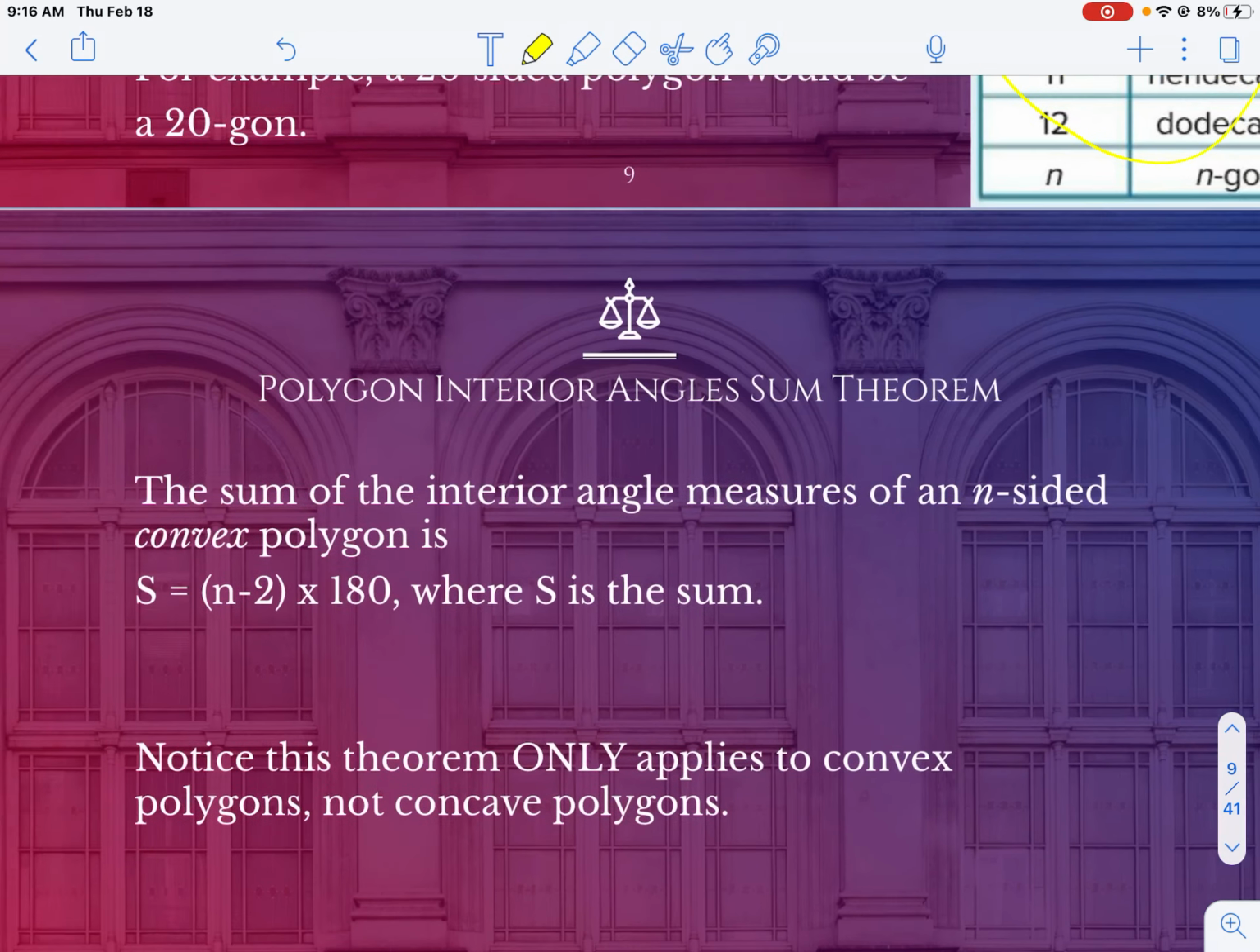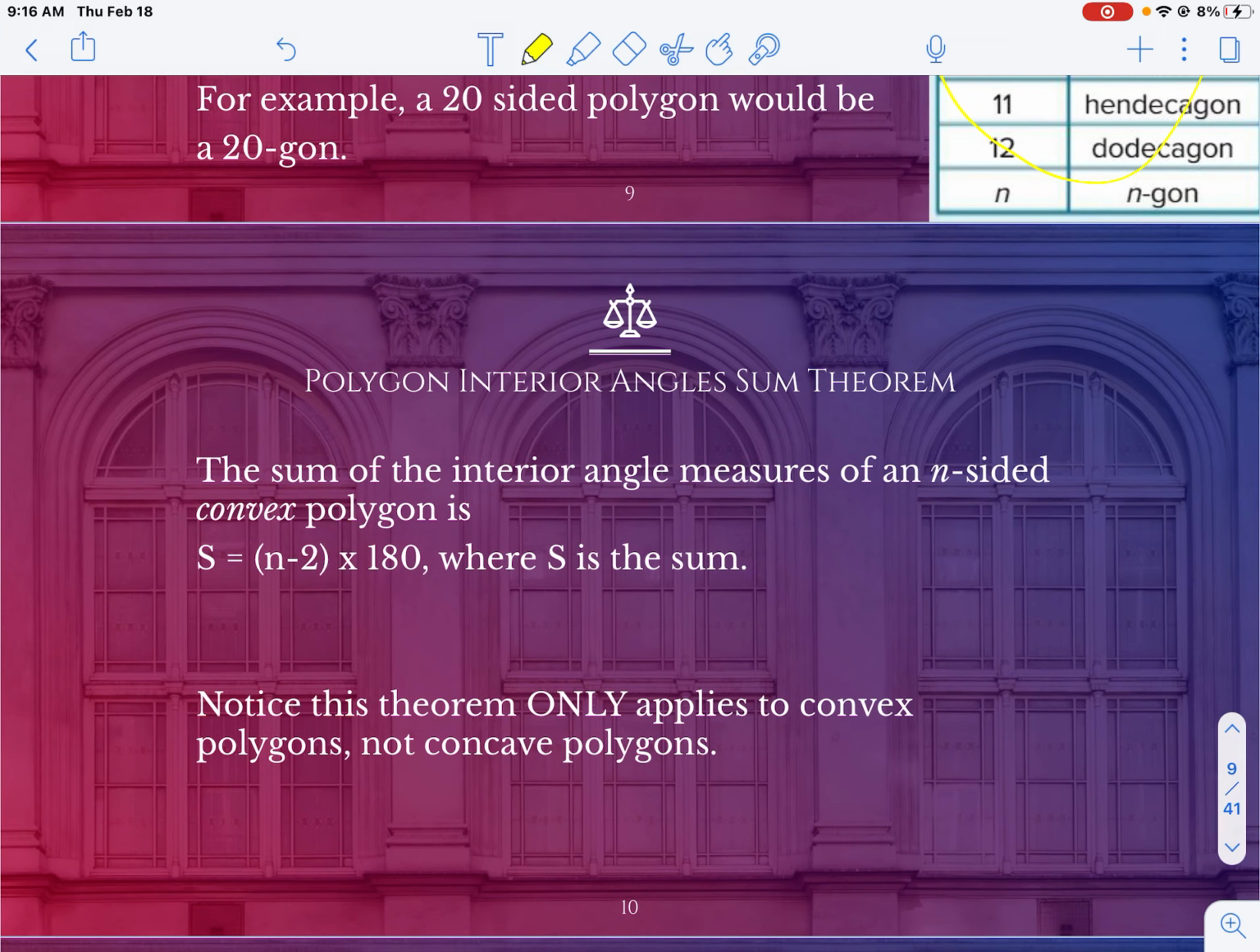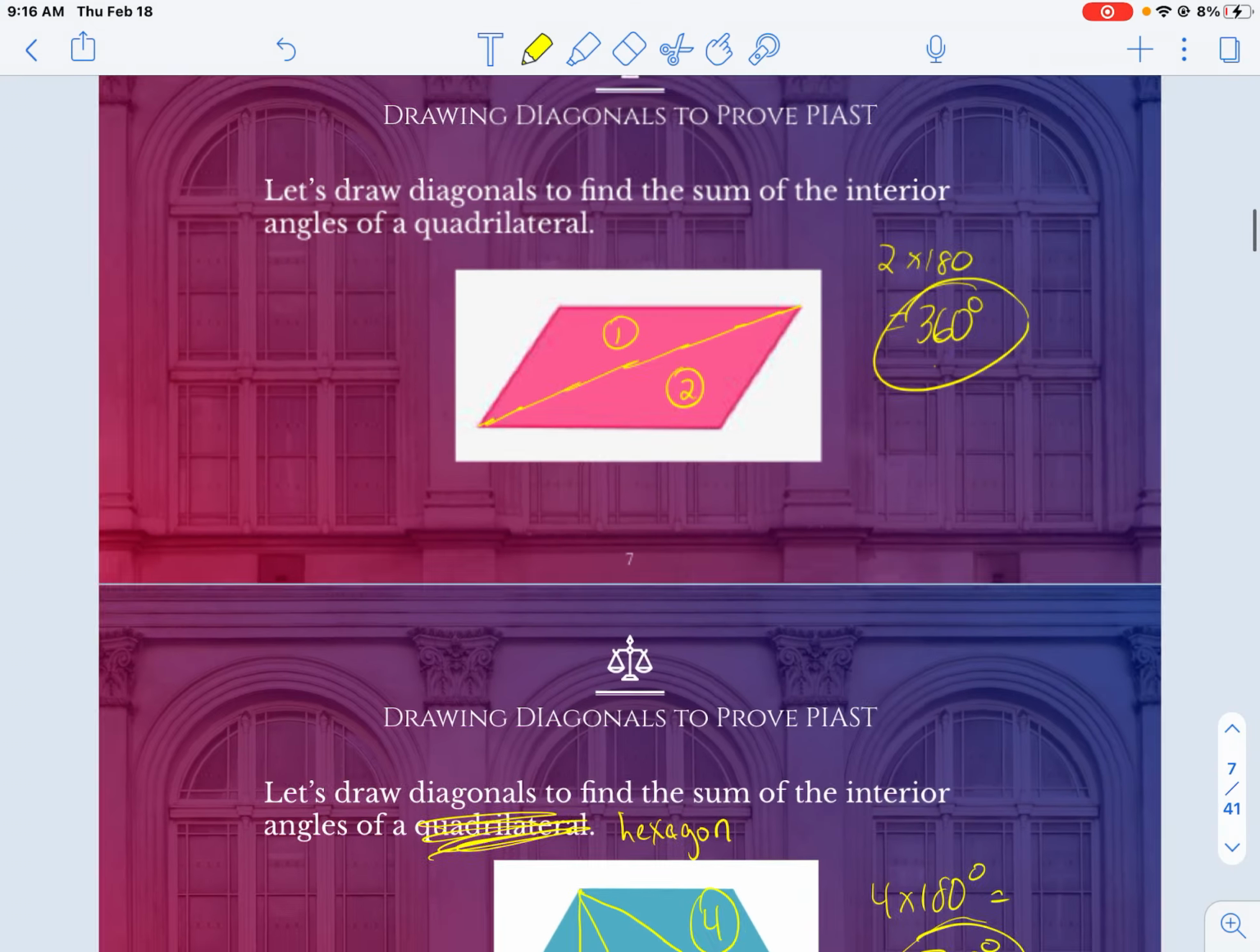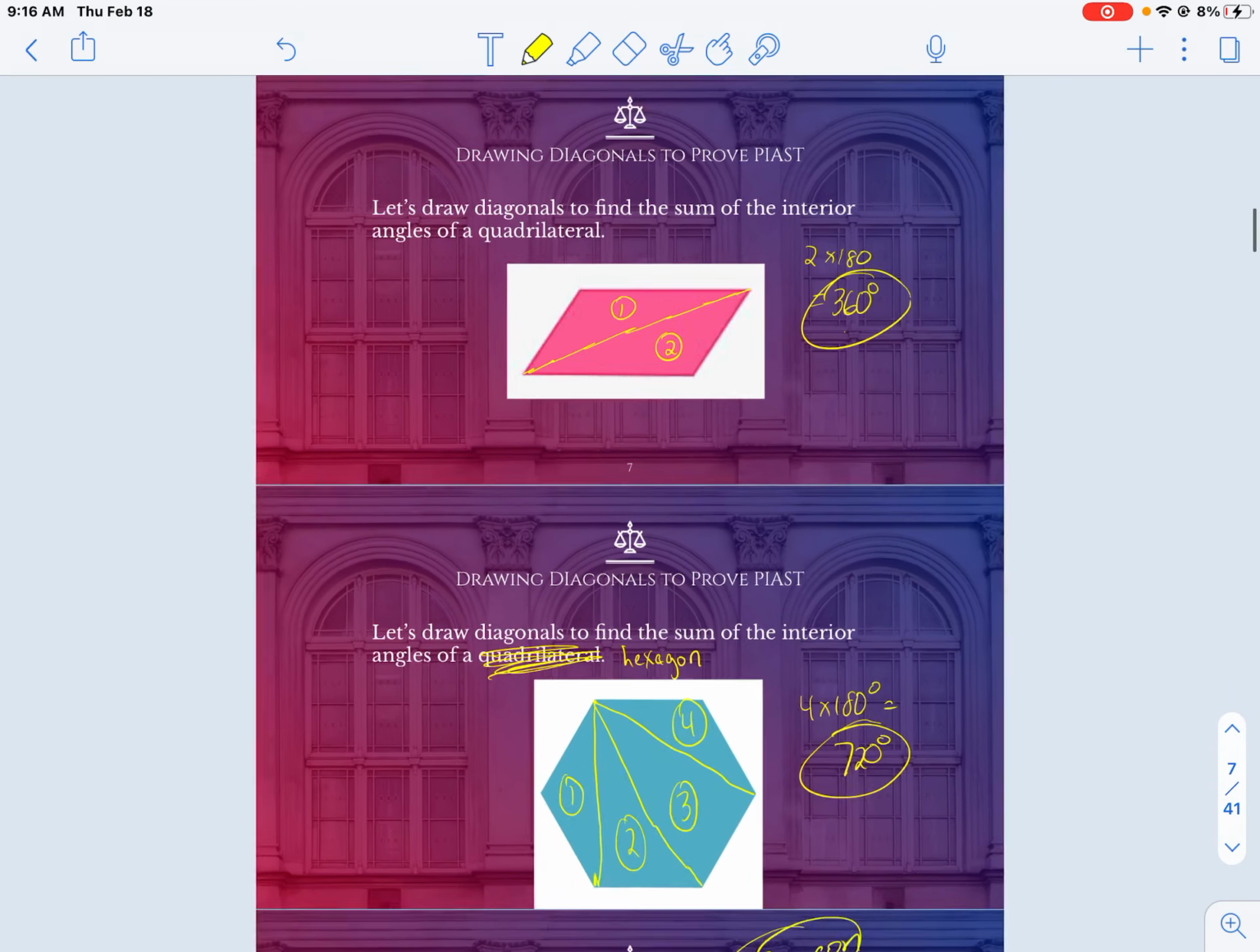So if you want a theorem to find the sum of the interior angles pretty easily, we're going to use the polygon interior angle sum theorem. It says that the sum of the interior angle measures of any polygon is S equals (n minus 2) times 180, where S is the sum and n is the number of sides. This is a formula to show what we did earlier was true.